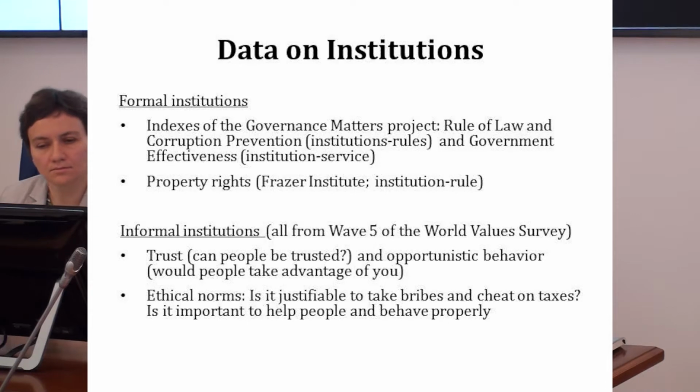Our measures of informal institutions are drawn from the World Values Surveys, and we use all five waves of this survey. We measure trust, which is common, and we also measure ethical norms, where people are asked whether it can be tolerated when people are engaged in different forms of questionable behavior, such as taking bribes, cheating on taxes, and so on and so forth. Is it important to help people and behave properly?